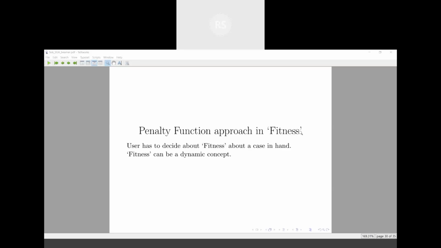Penalty function approach in fitness. Now, what exactly is the penalty function approach? Let me give you an example. You want to buy, let us say, a music system, and you have a budget of say 2,000. A small personal portable music system. You have a budget of 2,000. You go to a shop.